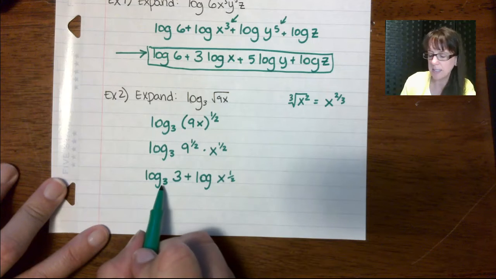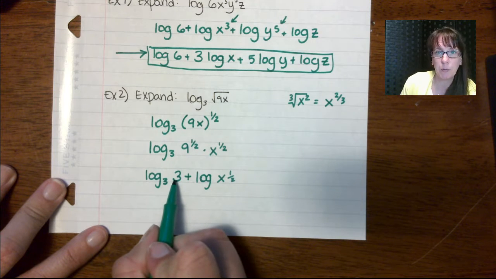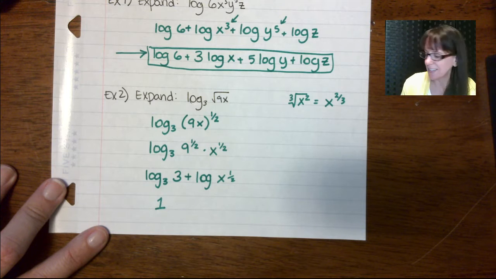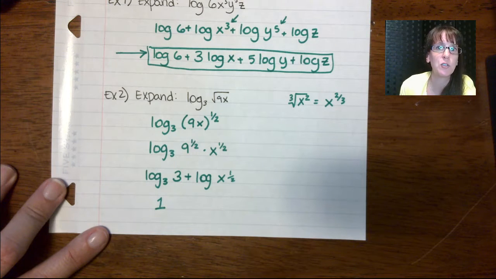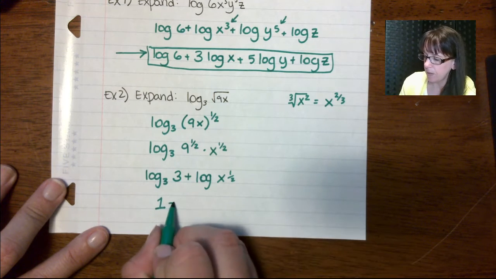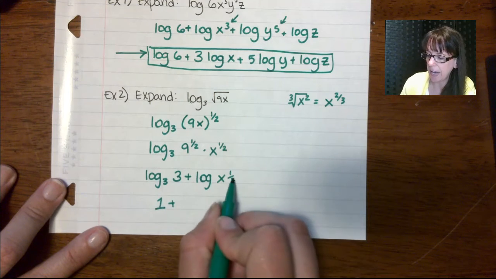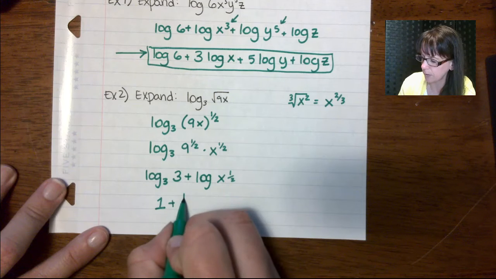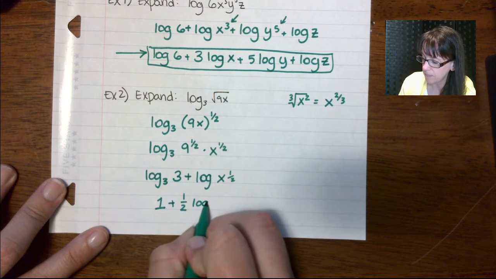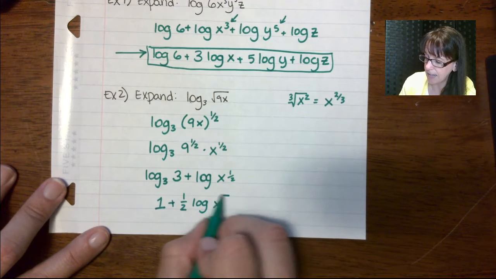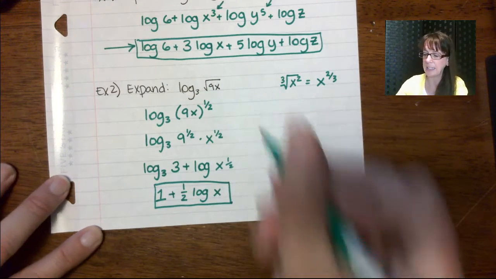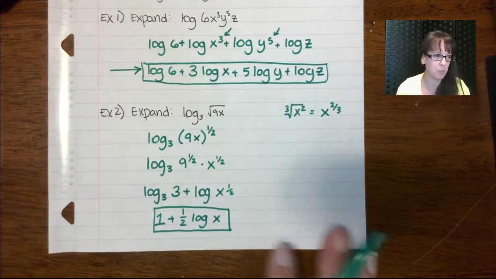Now, let's look at this guy. Log base 3 of 3. That simplifies down to 1. That's just a rule that you should remember. Then plus, and you'll see that I have an exponent here. And remember, the power rule tells us boot that guy to the front. So 1/2 log x. And that is your expanded version of that condensed original problem.